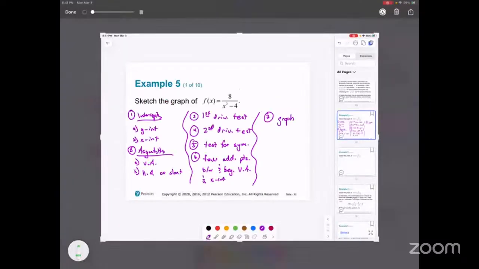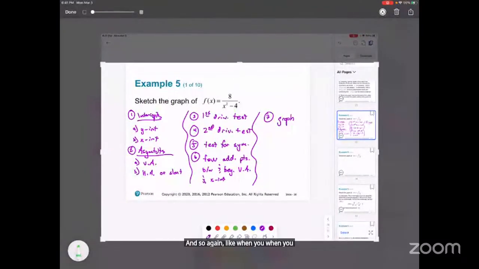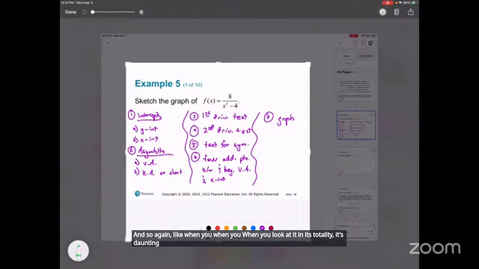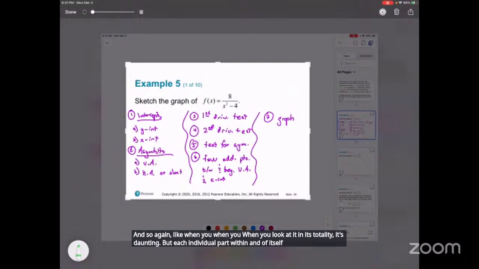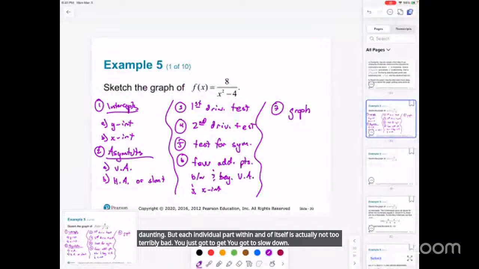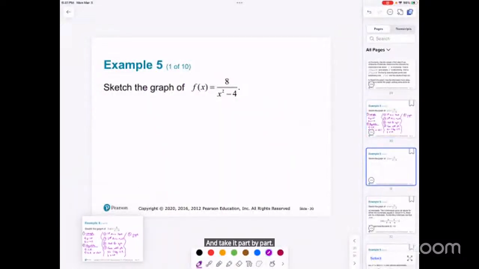And so again, when you look at it in its totality, it's daunting, but each individual part within and of itself is actually not too terribly bad. You just got to slow down and take it part by part. Don't try to do all of it at once.